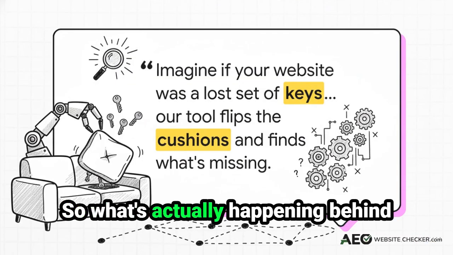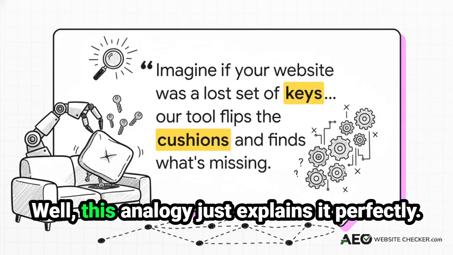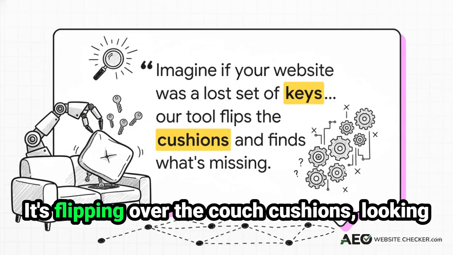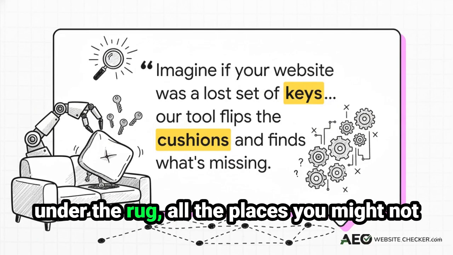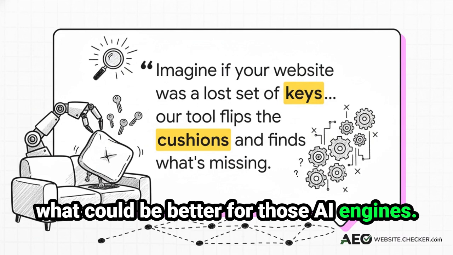So, what's actually happening behind the scenes after you click that button? Well, this analogy just explains it perfectly. The tool is basically searching your house for you. It's flipping over the couch cushions, looking under the rug, all the places you might not think to check, to see what's missing and what could be better for those AI engines.